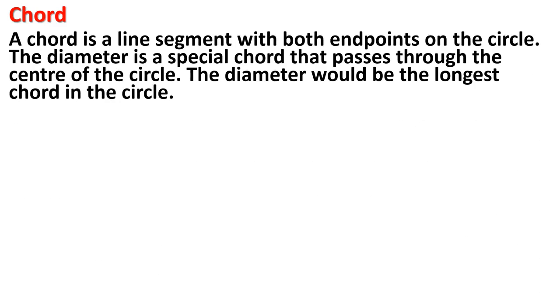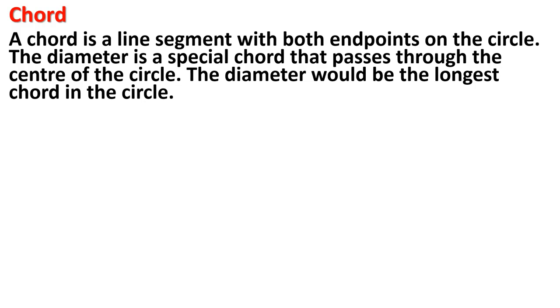Now next topic is chord. What is a chord? A chord is a line segment with both endpoints on the circle. In a diameter also, both endpoints lie on the circle, and in a chord also. But in a diameter, it is compulsory that the line segment passes through the center of the circle, though in a chord, it is not compulsory. A chord is a line segment with both endpoints on the circle. The diameter is a special chord that passes through the center of the circle. The same I have told you.